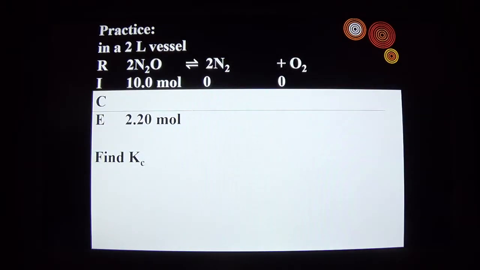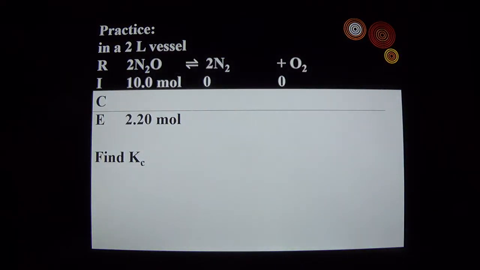Okay. So let's try a harder example. Now, what's harder about this? Well, they didn't give us the numbers to plug in first, so we need to find the numbers to plug in, which is why we love RICE tables. I mean, if you build a RICE table correctly, you get all sorts of information.